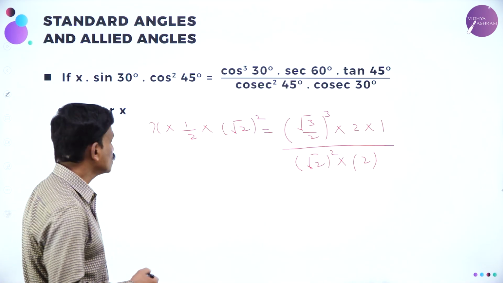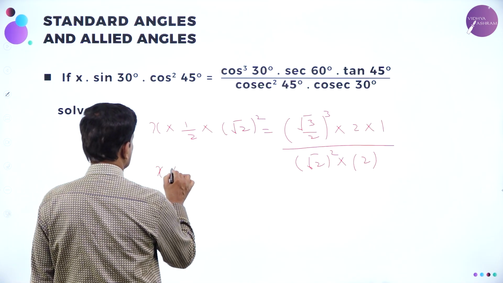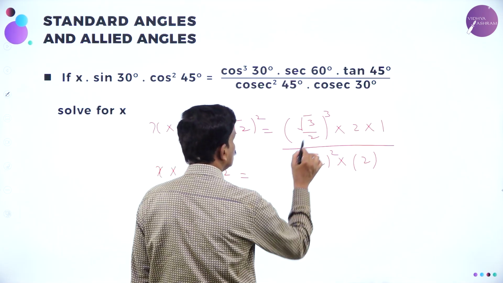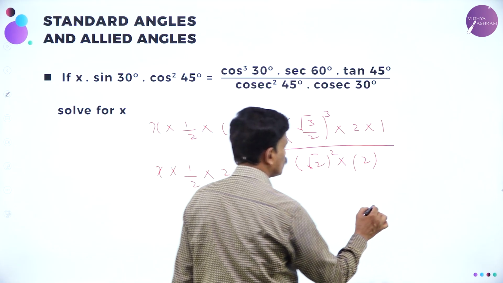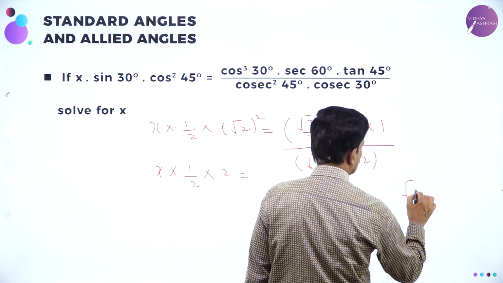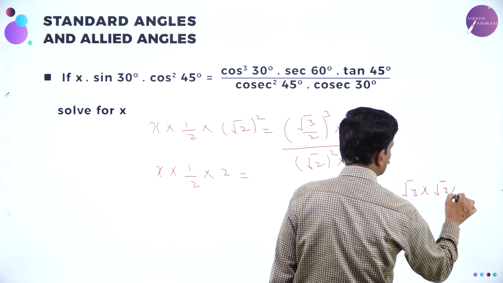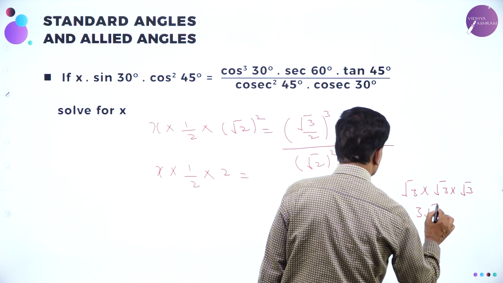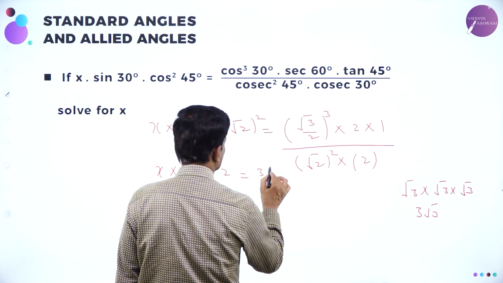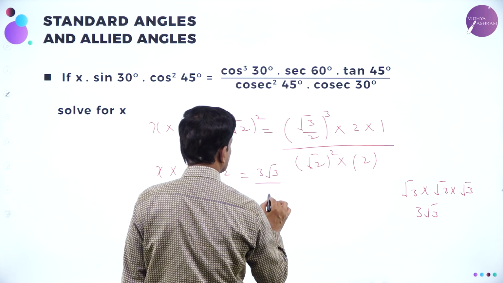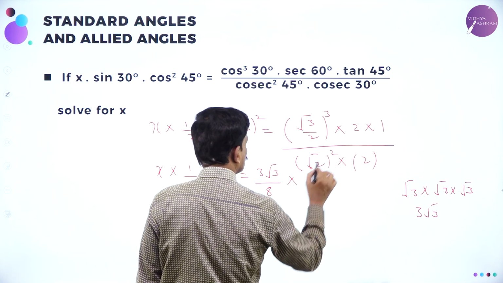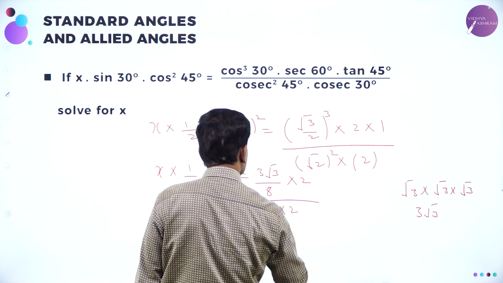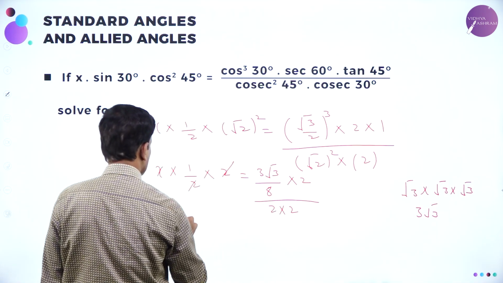Now, simplify this. This is x into 1 by 2 into square root gets cancelled. 2 is equal to root 3 into root 3 into root 3. So, root 3 whole cube can be written as root 3 into root 3 into root 3. 3 3 is a 9, square root of 9 is 3. 3 root 3. So, this can be written as 3 root 3 divided by 2 to the 4, 4 to the 8 into 2, divided by root 2 whole square is 2 into 2. So, this is equal to 2 and 2 gets cancelled.